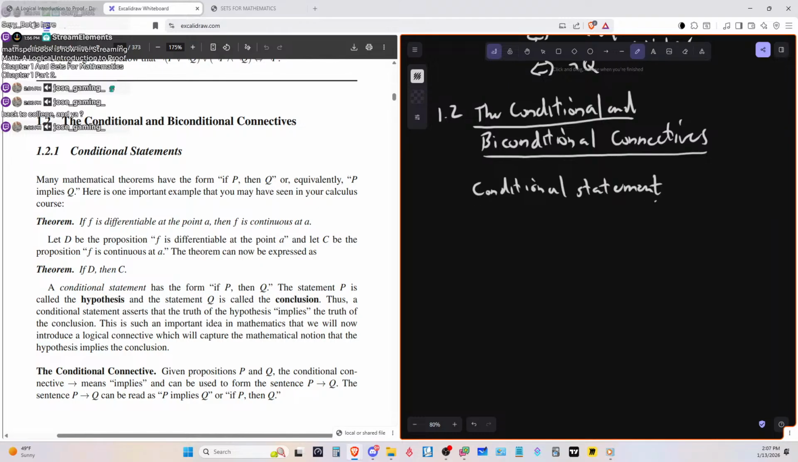Has the form. I probably should write the definition here.